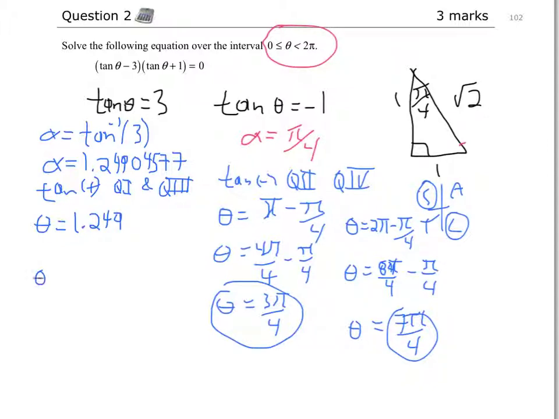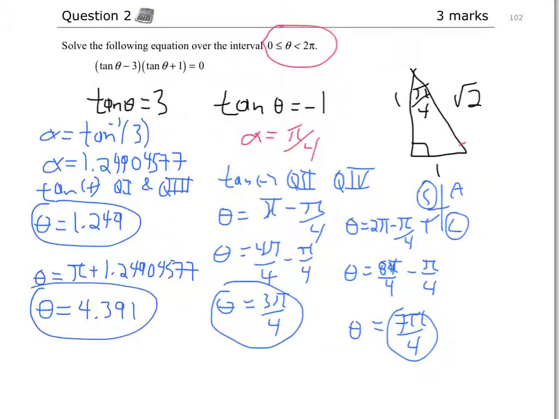And my fourth and final solution is in quadrant 3, and it would be pi plus that big long decimal number up above, 1.24904577. Save yourself the trouble of typing that out. Just add the value for pi that's stored in your calculator, and I get 4.3906, but I'll round that to 4.391. So I believe we have all 4 solutions for this question.